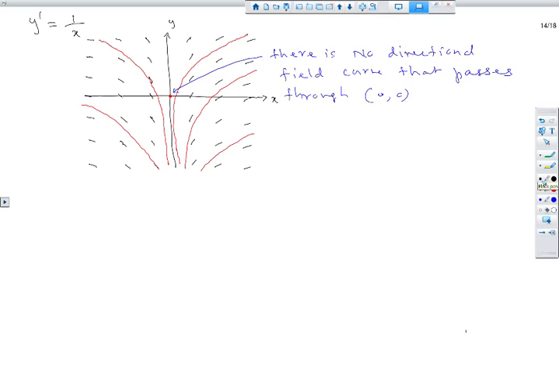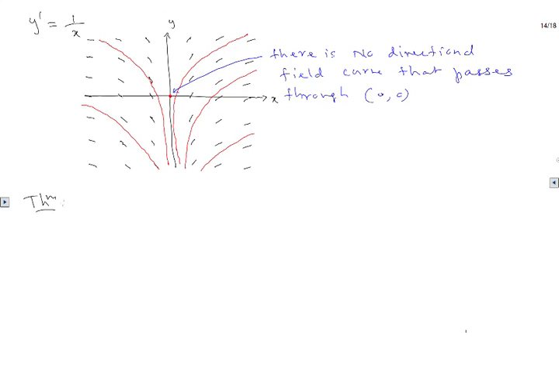There is a nice theorem called Picard's existence theorem, and it gives you a criterion to check whether there's a solution or not. So let's talk about that. This is a theorem, so we are not going to prove it, we just state it. This is called Picard's existence and uniqueness theorem.